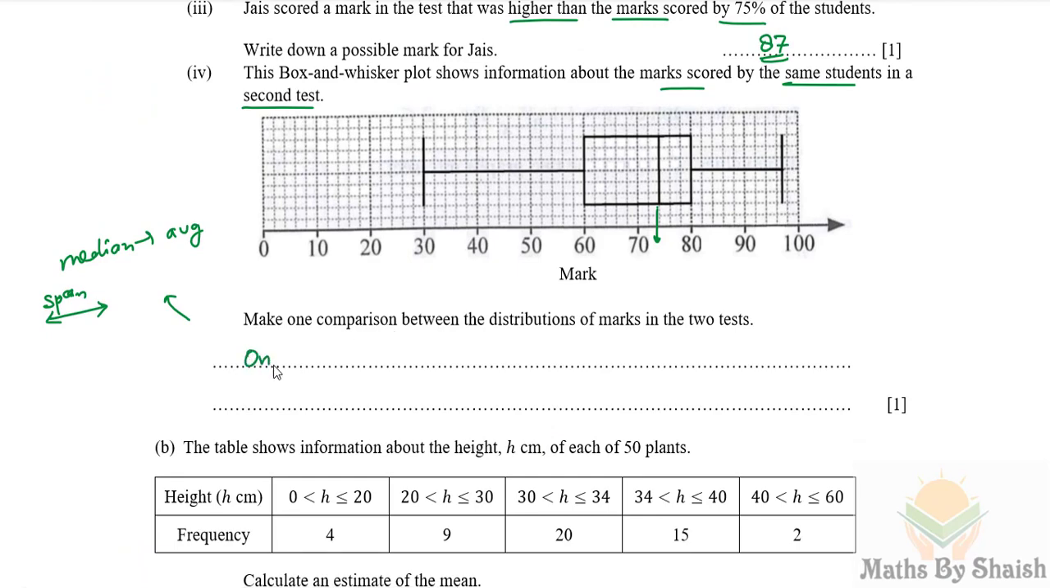So the first one: on average, students scored well in the second test, because average marks increased.